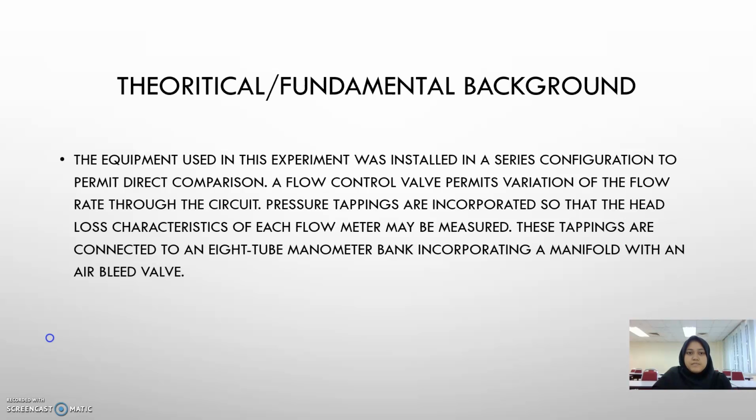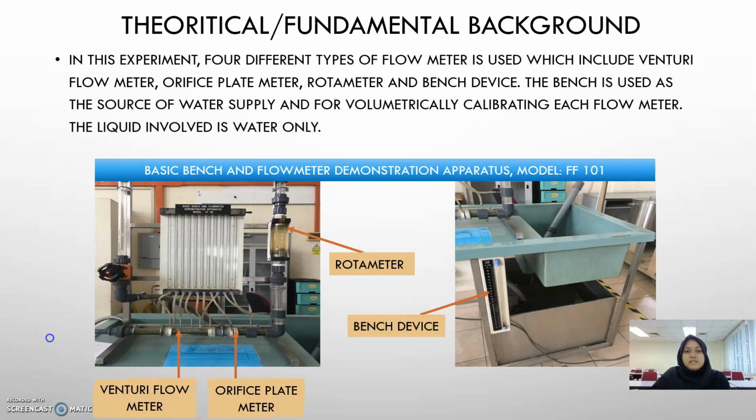In this experiment, the equipment used was installed in a series configuration to permit direct comparison. A flow control valve permits variation of the flow rate through the circuit. Pressure tappings are incorporated so that the head loss characteristic of each flow meter may be measured. These tappings are connected to a tube manometer bank, incorporating a manifold with an air bleed valve. In this experiment, 4 different types of flow meter are used, which include venturi flow meter, orifice split meter, rotameter, and bench device. The bench is used as the source of water supply and for volumetrically calibrating each flow meter. The liquid involved in this experiment is only water.